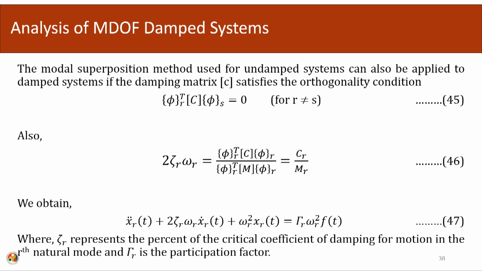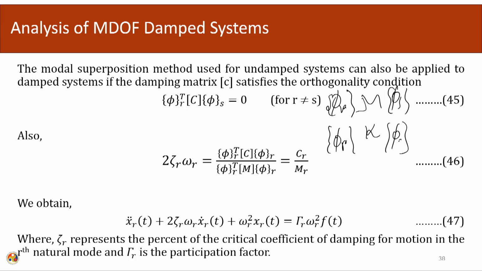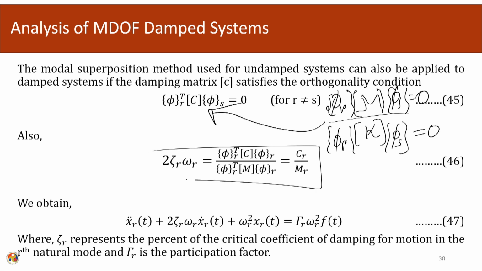In the mass matrix and the stiffness matrix, we saw that if we multiply with the different modes, phi r, phi r, phi s, phi s, then due to orthogonality, these terms will be 0. So, the same thing can be applied for the damping matrix also. Here we can use this expression to denote the contribution of the ratio of the mass and the damping. So, this is the ratio of the mass and damping.